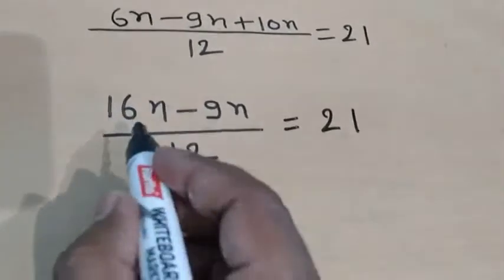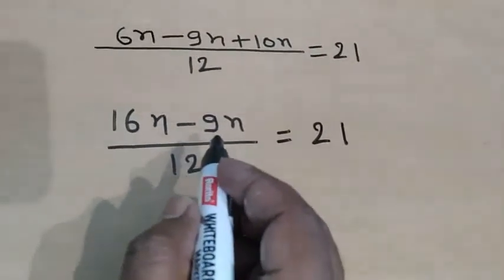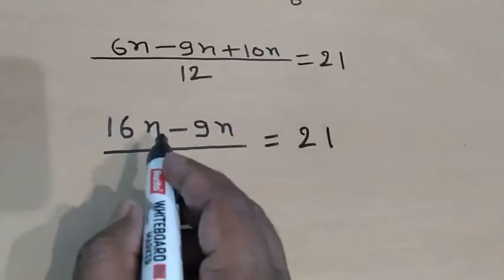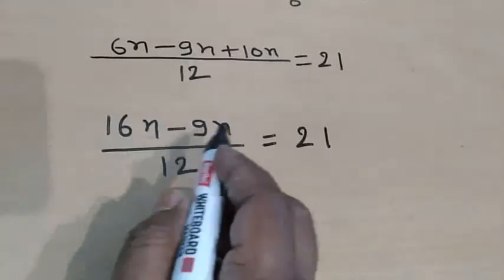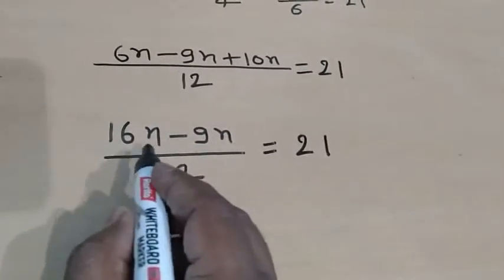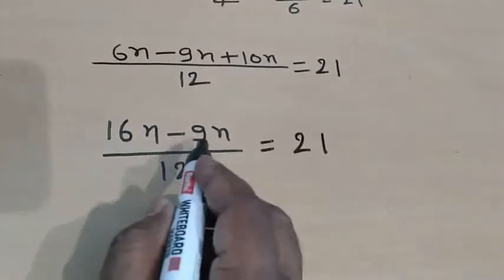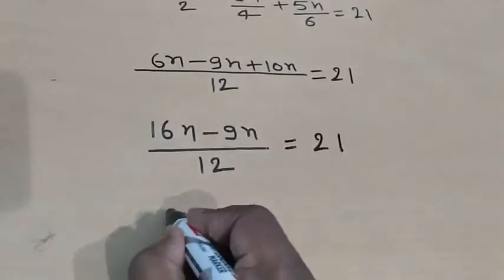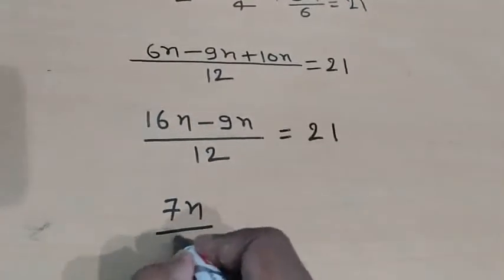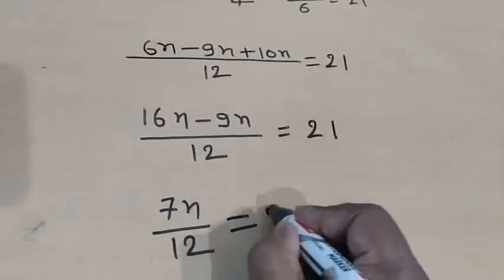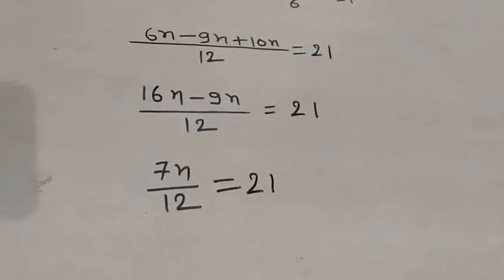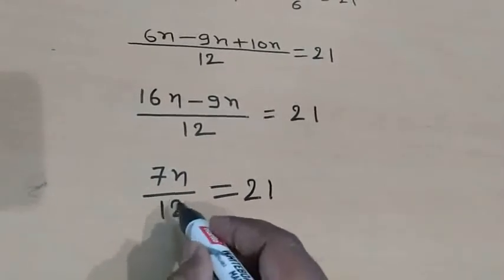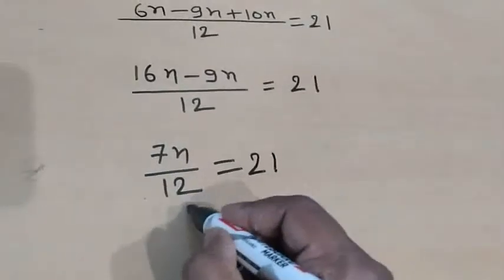Now 16 minus 9 is equal to what? 16n minus 9n. You can see both are like terms. So we subtract only the coefficients of the variable. Here the variable is n and the coefficients are 16 and 9. So 16 minus 9 is equal to 7. 7n by 12 is equal to 21. Clear? Now we transfer to the right hand side.